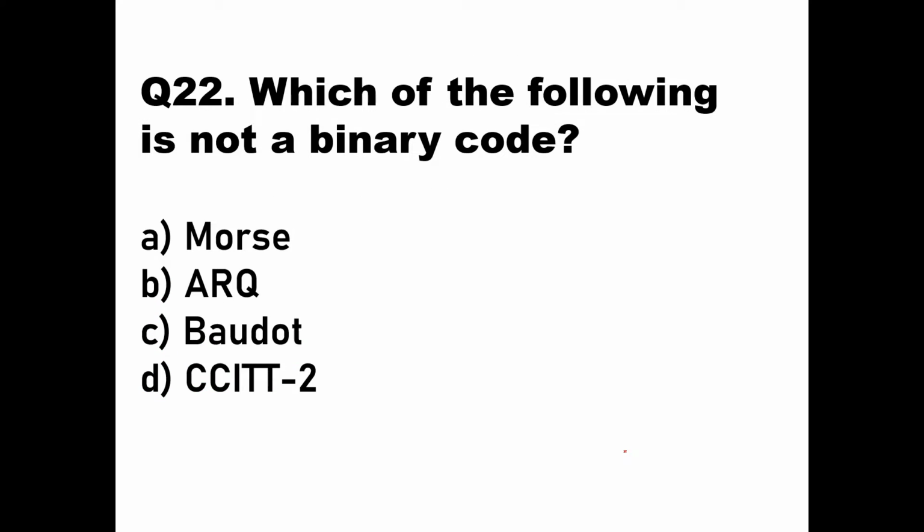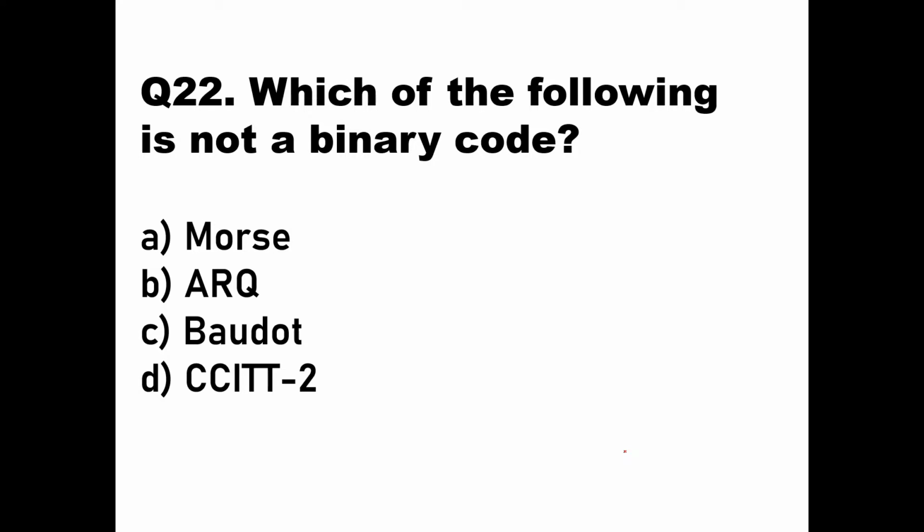Question number 22. Which of the following is not a binary code? The options are: option A is Morse code, option B is automatic repeat request code, where the data is automatically sent again repeatedly if an error is found, then C is Baudot and D is CCITT2.